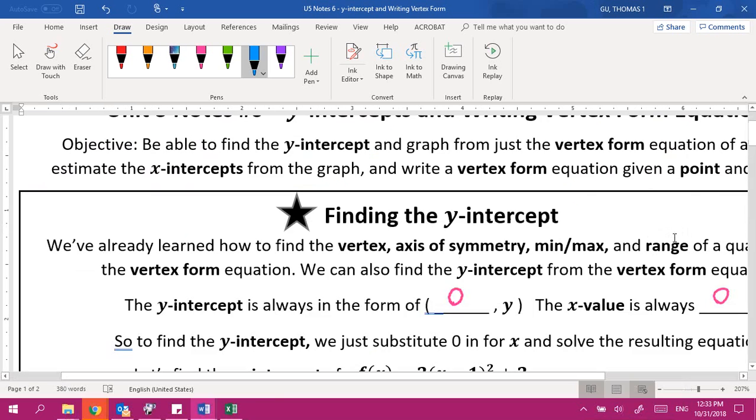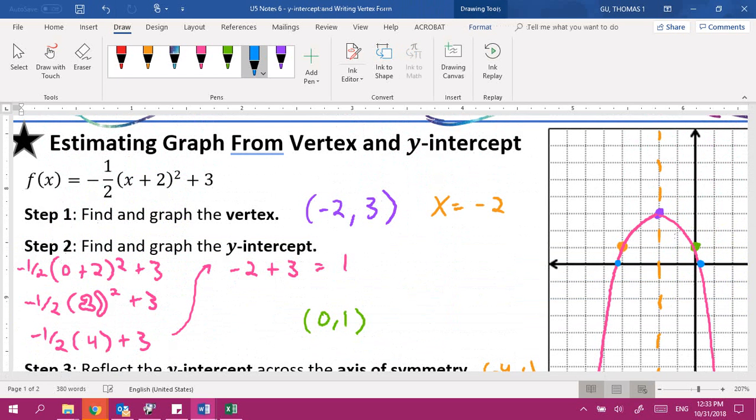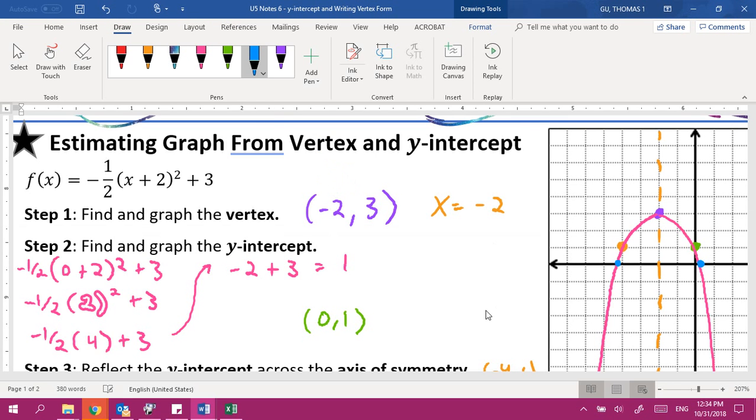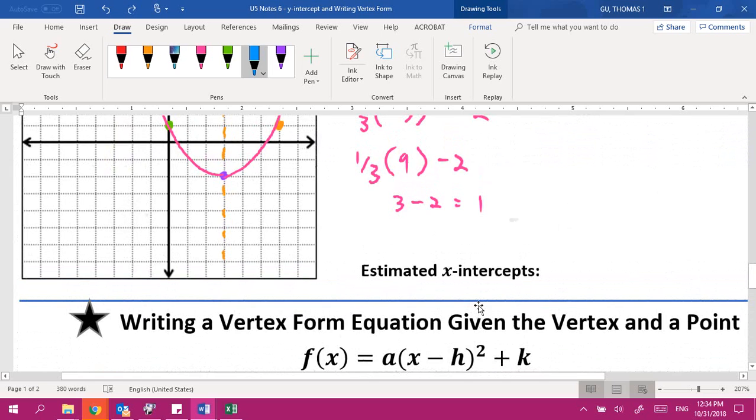Whoa, wait a second. Oh, hold on. Whoa. Come on, Microsoft Word. Oh man. Oh boy. At the end of science, probably not, but.